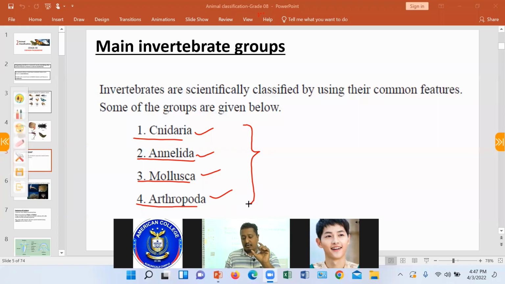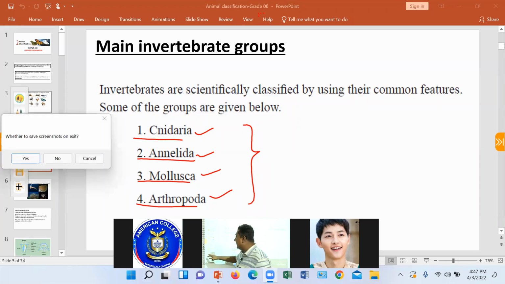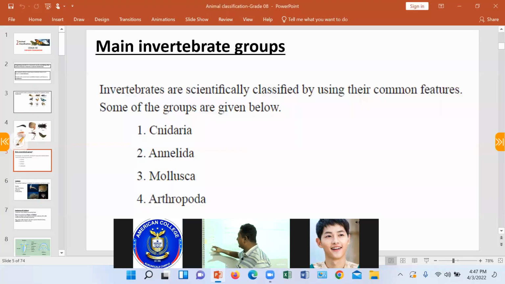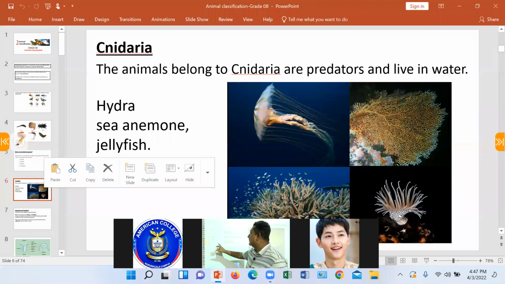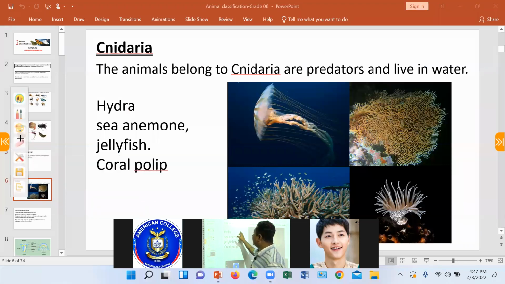Right. Out of these 4 groups, we have learned the first one, Cnidaria. Who are the Cnidarians? Where are they living? What are the examples for Cnidarians? Hydra, sea anemone, jellyfish, coral polyps. Those are the examples. Where are they living? They live in water.